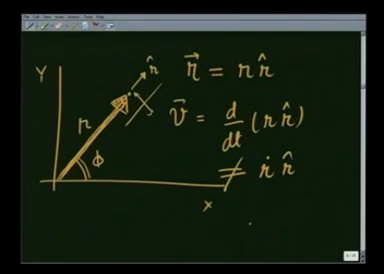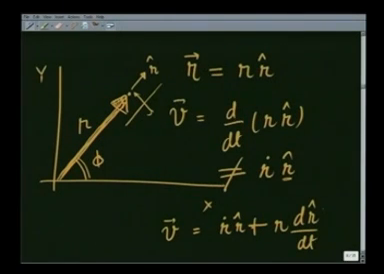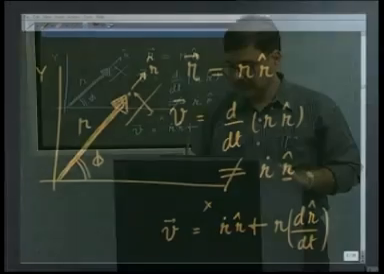Also, both r and the unit vector r depend on phi, depend on the position of the particle. So, the velocity really should be written as r dot r plus r dr dt, that is the rate of change of the unit vector r itself. Let us see how much it is.